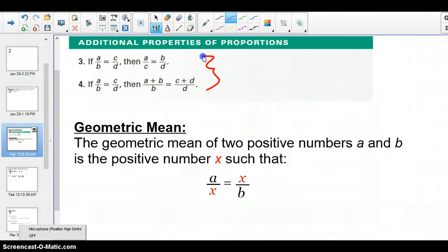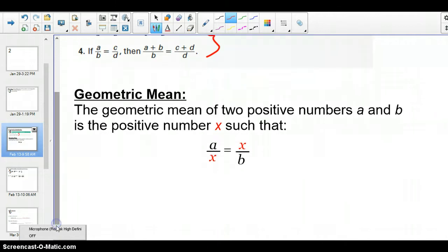Okay, and number 4, the property there, if A over B is equal to C over D, then A plus B over B is equal to C plus D over D. So all that's saying is if you add the same number or variable that is in the denominator to the numerator on both sides, then they are still equal. So it's kind of interesting. All right. Let's keep going here.